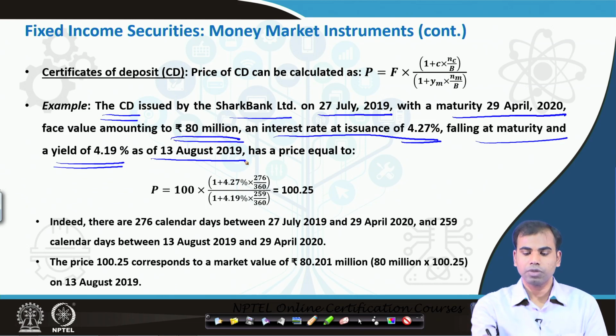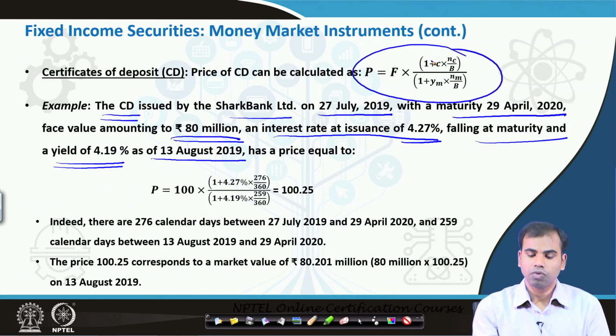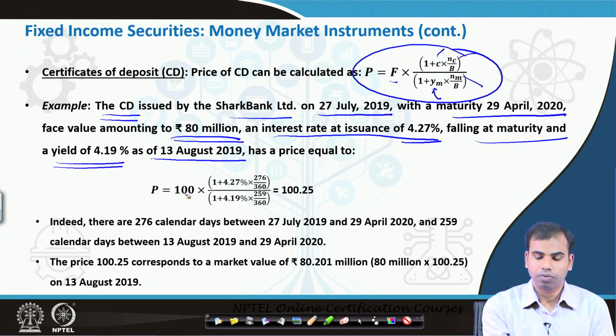So, if we follow this formula that we just discussed, which has face value and coupon rate at the time of issuance, reference rate at the time of bond money market instrument, number of days between issuance and maturity, and number of days from settlement to maturity, and B is basically the number of days in a year. So, we have these numbers fixed in this particular formula.